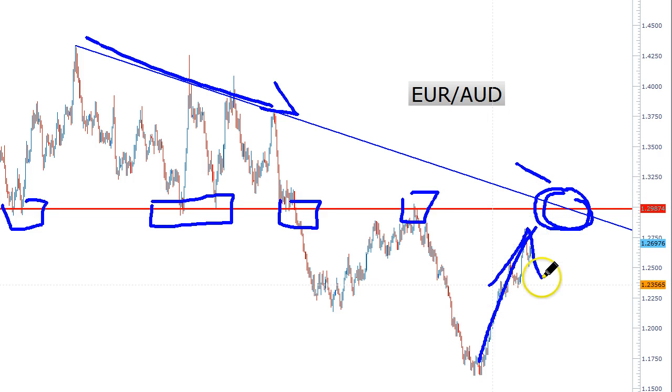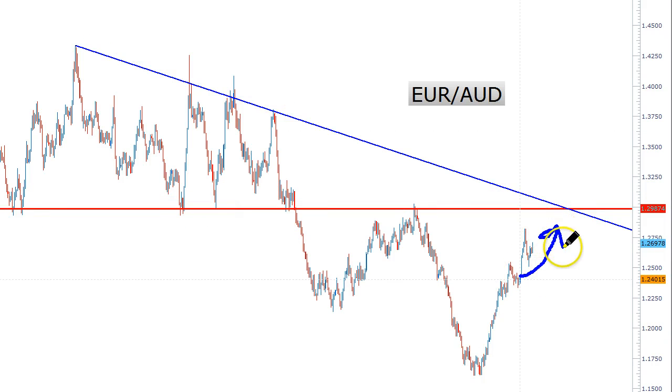We didn't quite get there before we started reversing back to the downside, but now we've kind of renewed that rally to the upside. And to me, again, this is a major target for price. So definitely want to keep an eye on that one if you're a Euro AUD trader, because it's looking like price wants to get back up into that area.